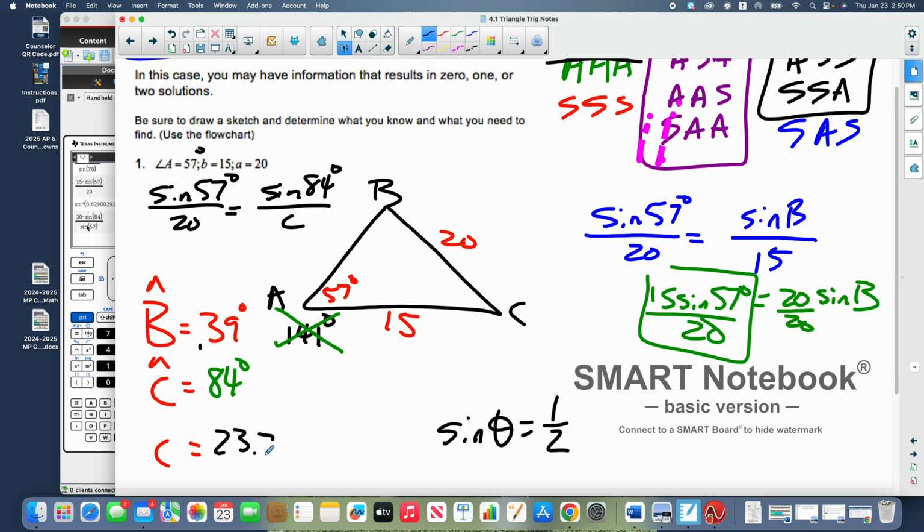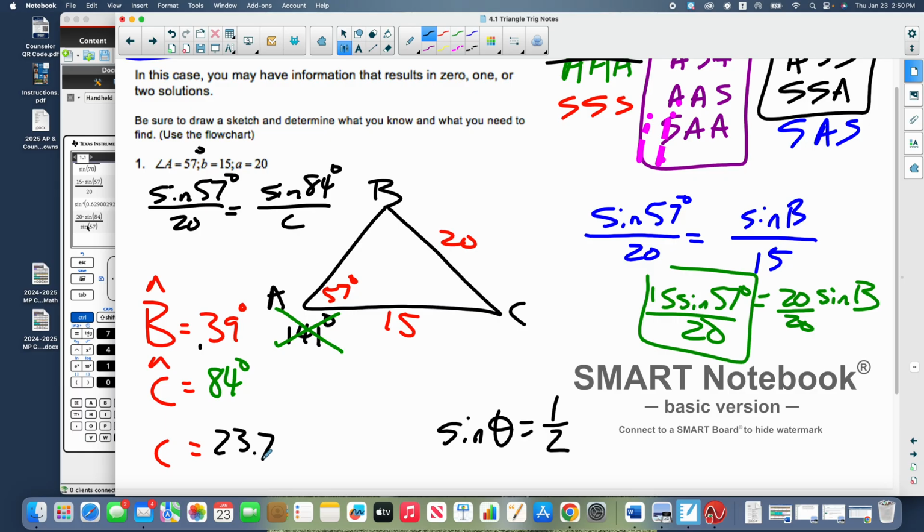Double check my work. Biggest angle is 84. 23.7 looks like the biggest side. And B is the smallest angle. Looks good. Okay? Everybody all right with that? I had to double check to make sure that that other angle didn't work because it spelled the bad word. You not round it or you just keep it 0.7? That's 3 significant figures. That's how they want you to round, 3 significant figures.